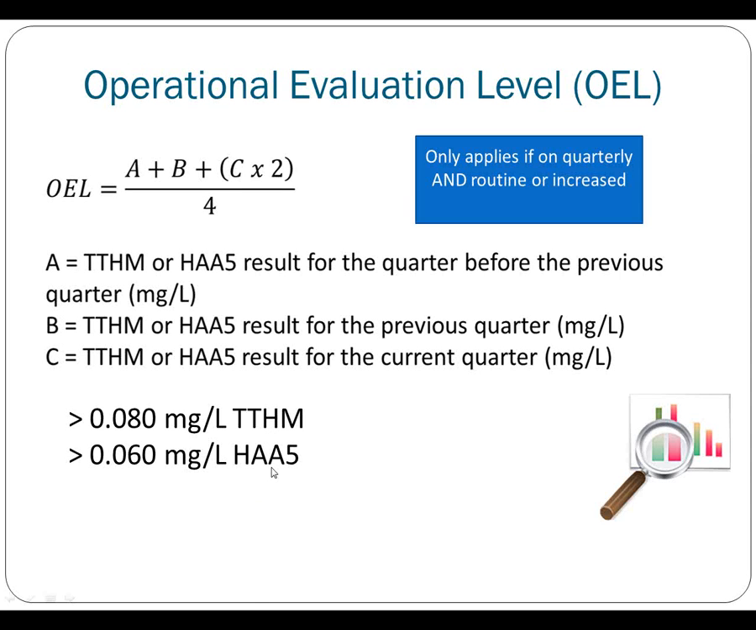Similarly with the HA5, putting in 2 quarters ago, last quarter, the current quarter, multiply by 2, and add it all together, divide by 4. If that exceeds 60 micrograms per liter, then it will trigger the operational evaluation report.